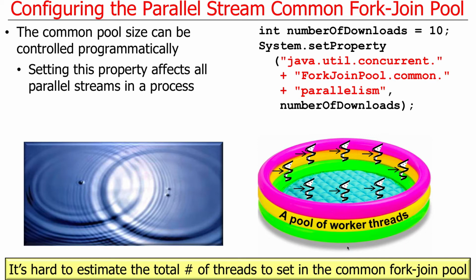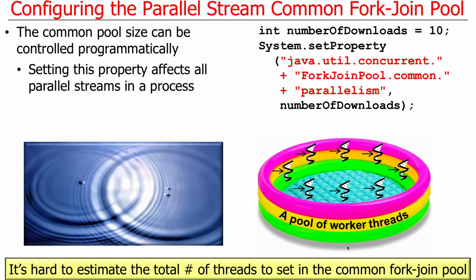So the thing to remember here is if you know precisely how many threads you need that will block, this is one way to do it. But it's often hard to estimate this, especially if you have a program that's dynamic. So what would be an example of a dynamic program?